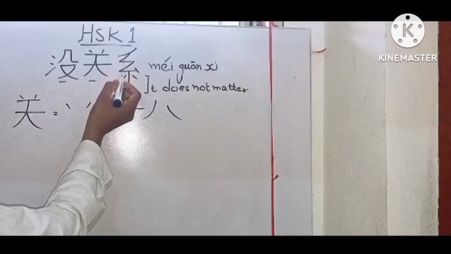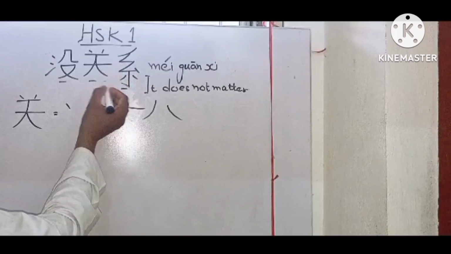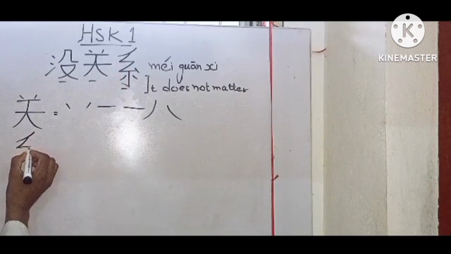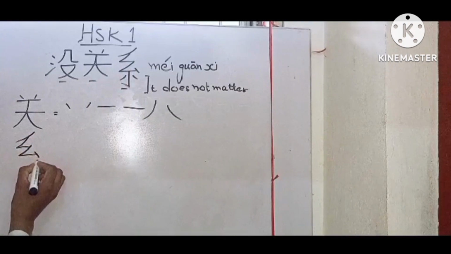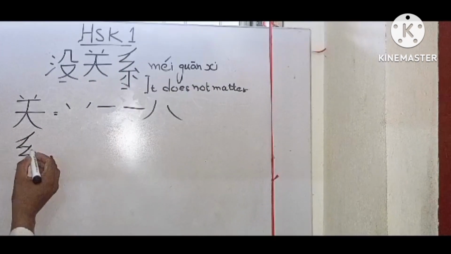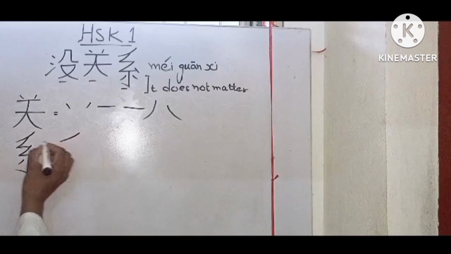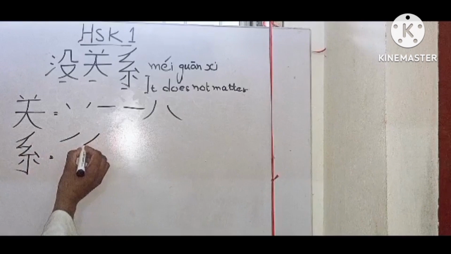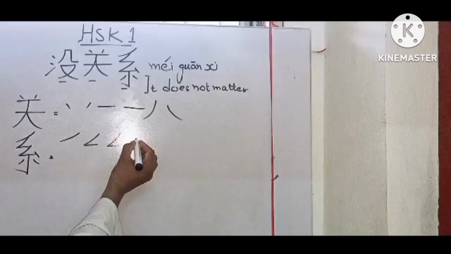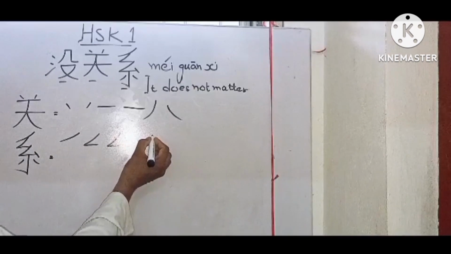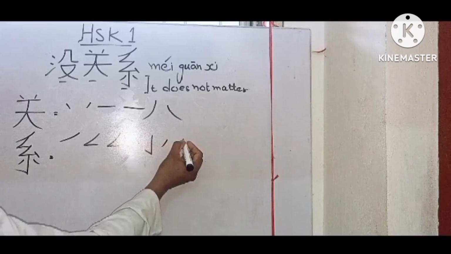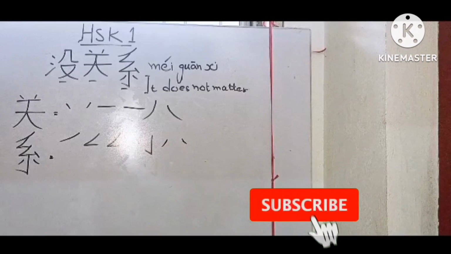Next character is Shi. Kwan Shi. Its stroke order is written as PA, PH, PH, Tien, Shuko, PA, Tien.